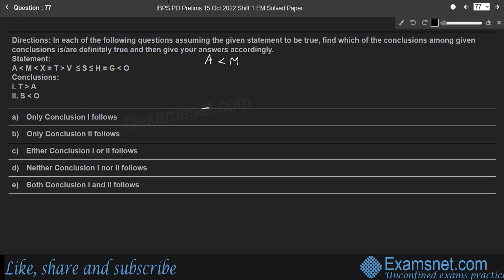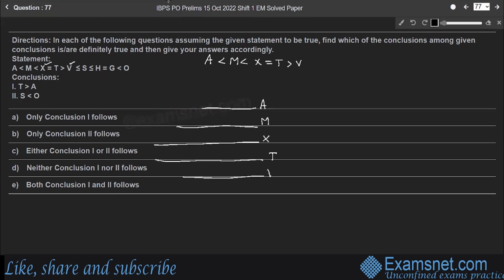So consider line A, which is less than M. Therefore, M is greater than A, right? Next, M less than X. So, X is greater than M. Next part, X is equal to T. So, X and T are equal. And T greater than V. So, V is a smaller line.